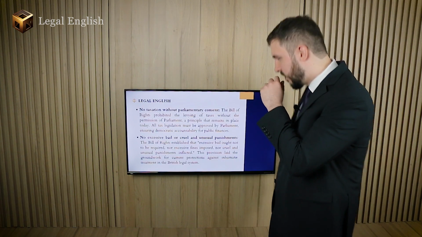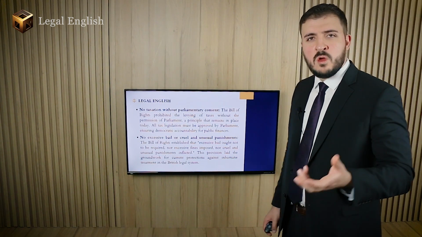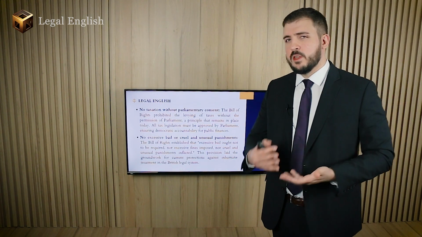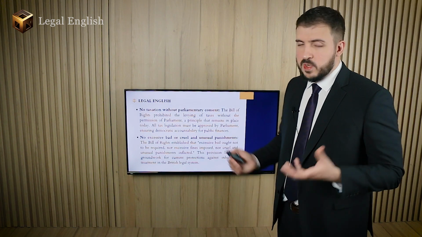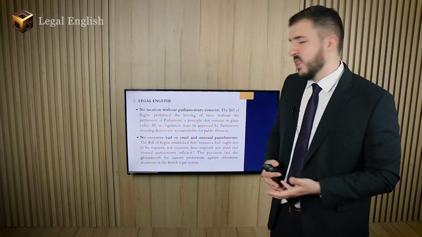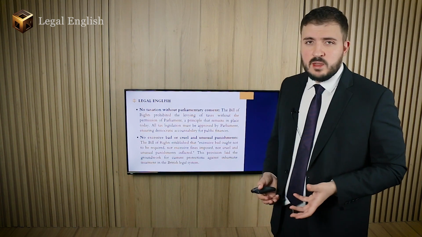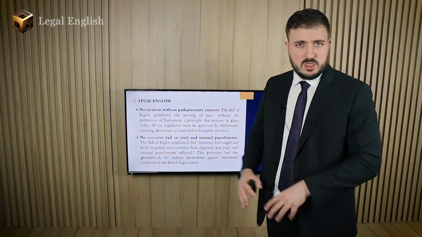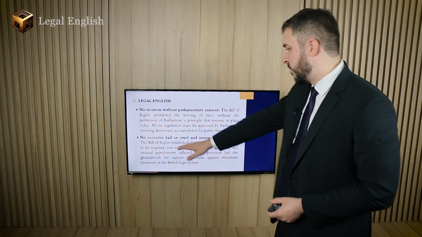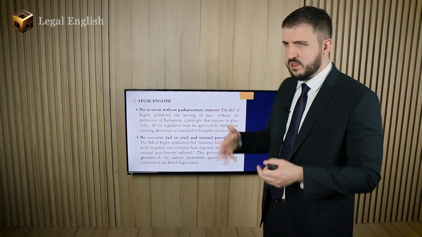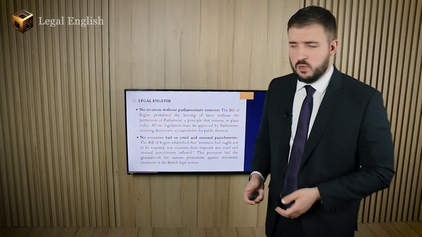No taxation without parliamentary consent. So really, when you think about all the things that led to the American Revolution, they are rooted in the English Bill of Rights. And there was this idea that they were Englishmen and that they had rights that were not being respected by the English monarchy in the 13 colonies. And for instance, no excessive bail or cruel and unusual punishment. This was basically repeated in the American Bill of Rights.